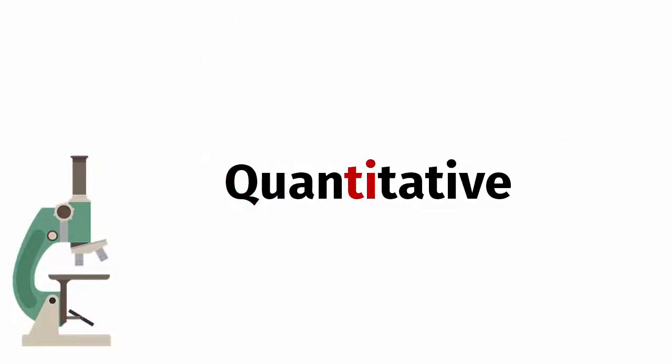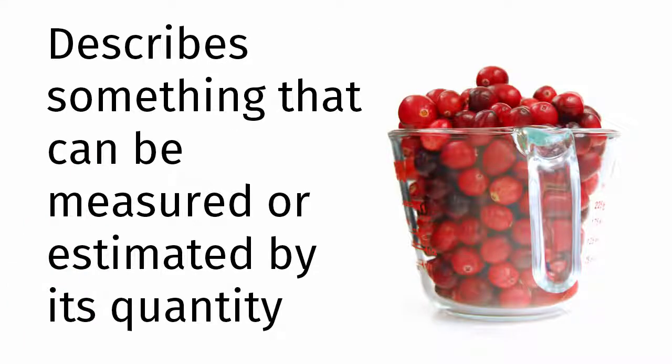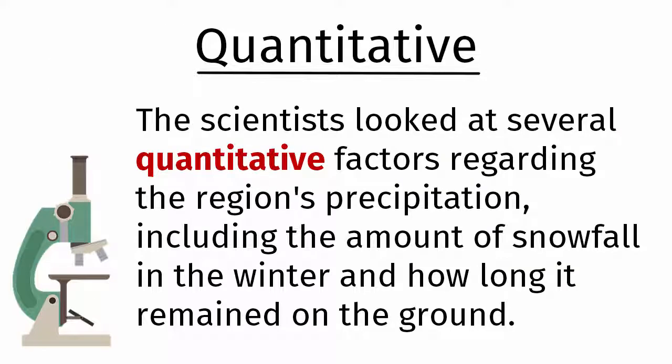Quantitative is an adjective. It is used to describe something that can be measured or estimated by its quantity. Let's look at an example. The scientists looked at several quantitative factors regarding the region's precipitation, including the amount of snowfall in the winter and how long it remained on the ground.